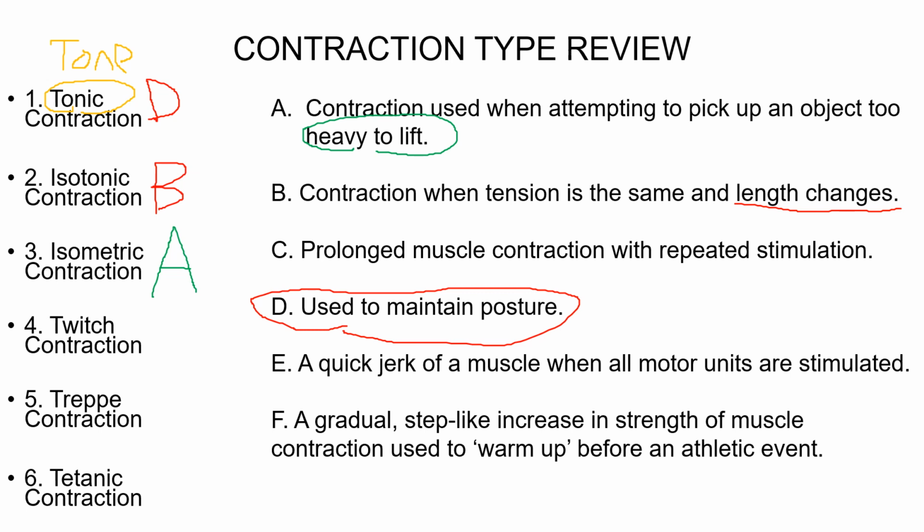So then we're just down to the last 3. We have twitch, and remember, twitch is just a singular movement. So the only one that's singular, you see C is prolonged, E is gradual. So a quick jerk of a muscle would be a twitch. So we'll put E. And then we just have it narrowed down between treppe and tetanic. And remember, treppe is the warm-up one. That's the building up one. I mentioned squeezing your fist in the morning. The more you do it, the stronger it'll eventually get. And then that leaves us with C for tetanic, which is the prolonged muscle contraction.